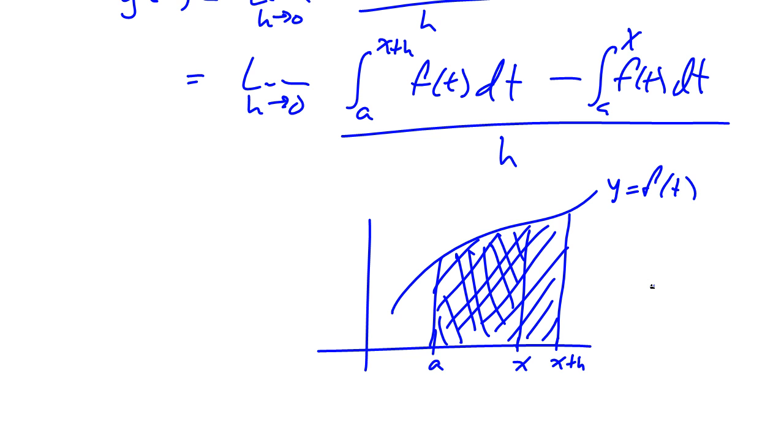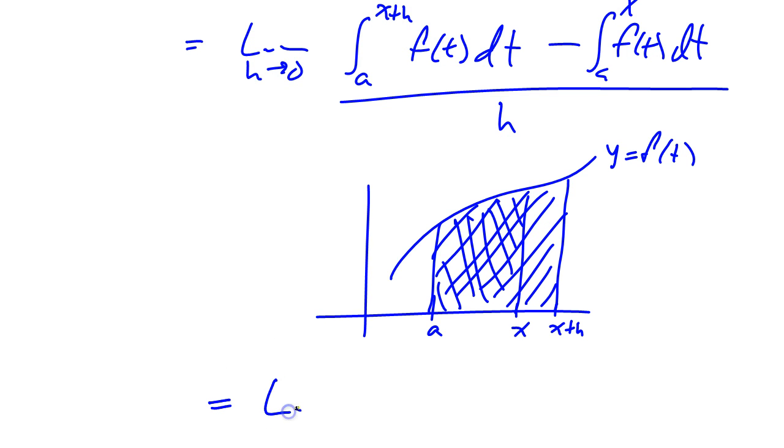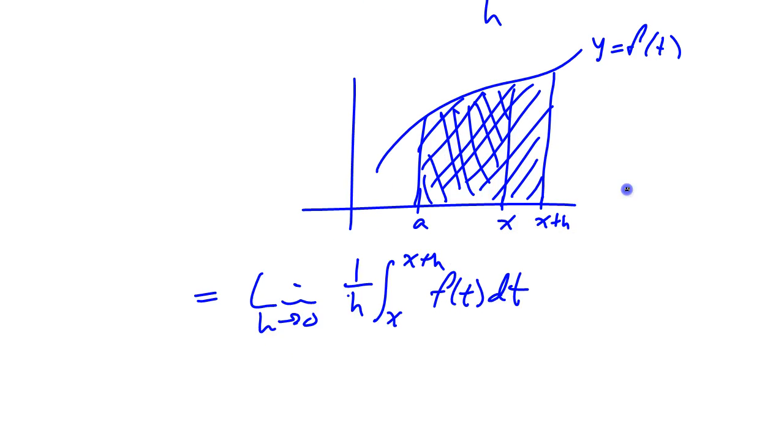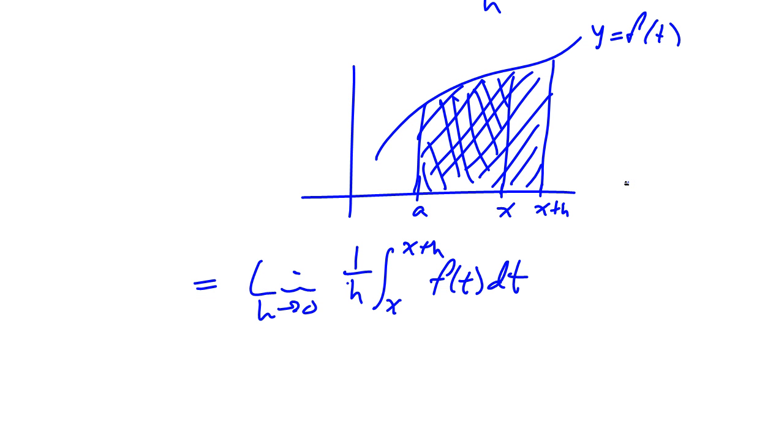So I'm going to say this now is equal to the limit as h goes to 0 of just the integral from x to x plus h of f of t dt. And I've got to divide the whole thing by h, so I'm just going to multiply by 1 over h here. Okay. Now, we're going to essentially use the squeeze theorem to figure out what this limit is.